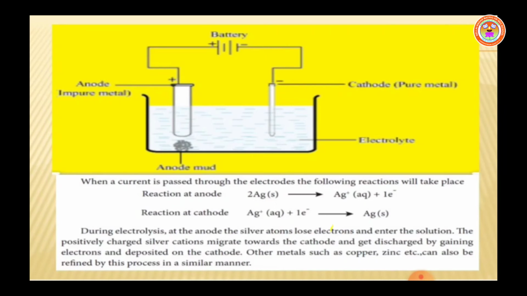Other metals like copper, zinc, etc. are purified by electric refining. Explain electric refining of silver. One of the important 2-mark questions.